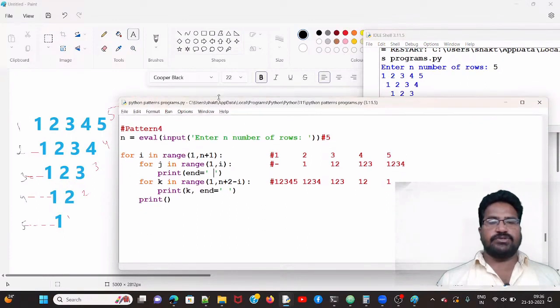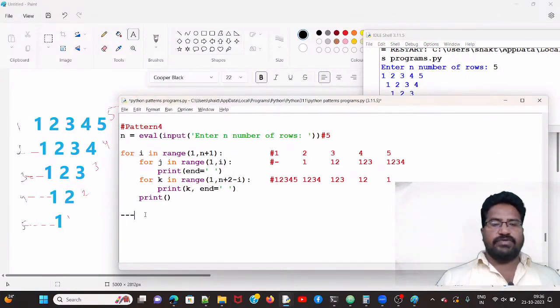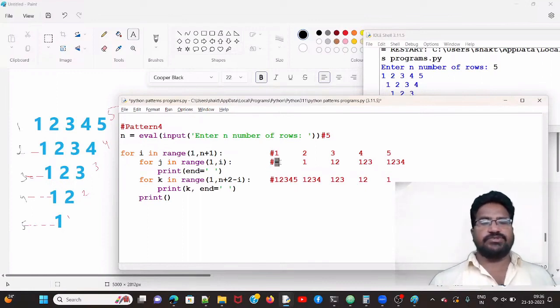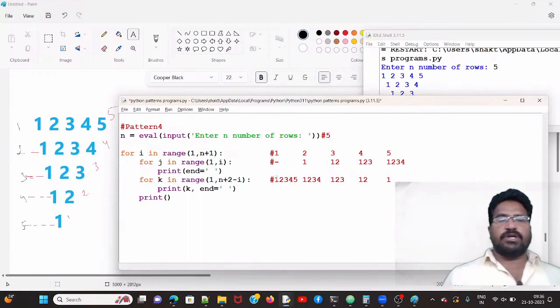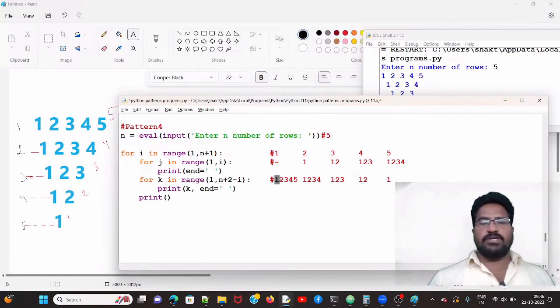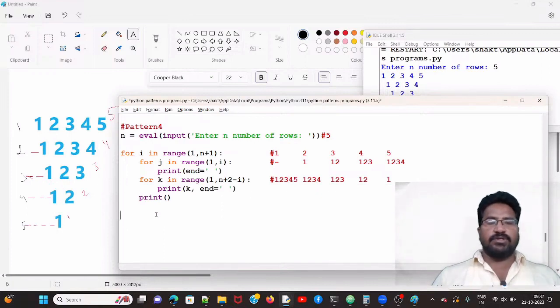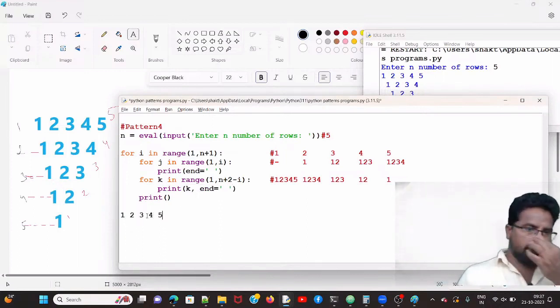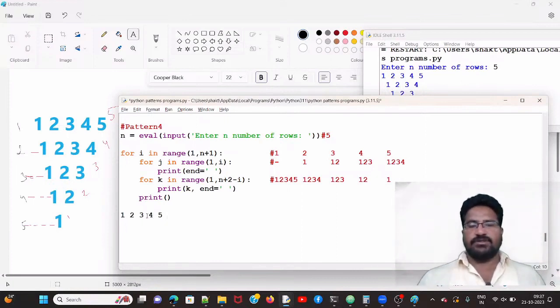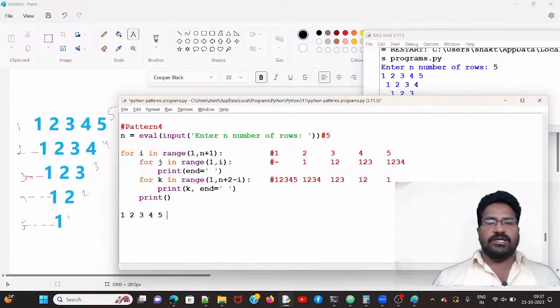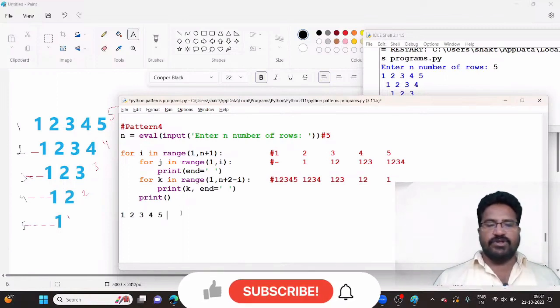Now let's explain the execution flow. First time I value is 1. When I value is 1, no j iterations, means no spaces. Then k iterates 5 times. First time 1 displays, 2, 3, 4, 5 display. Each time after displaying the digits there is a space. That's why 1 space, 2 space, 3 space, 4 space, 5 space. Now j and k iterations are over, then the empty print is there, meaning go to a new line.